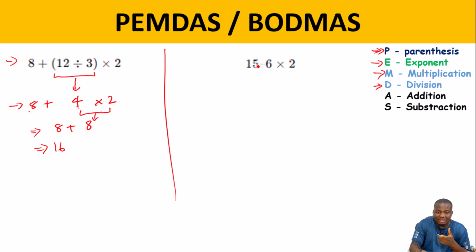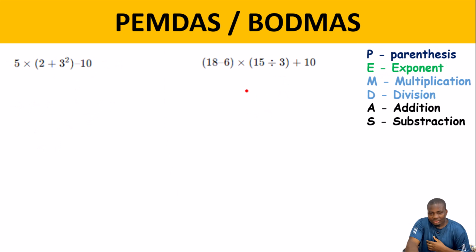So look at this. You have 15 minus 6 times 2. This is very straightforward. You ask yourself, is there any parenthesis here? No. Any exponent? No. Any multiplication or division? Yes. So we do that first. So 6 times 2 is 12. So we have 15 minus 12. That's 3. So our answer is 3.